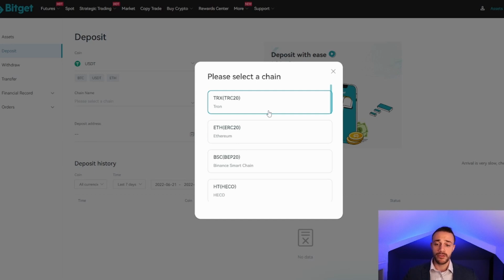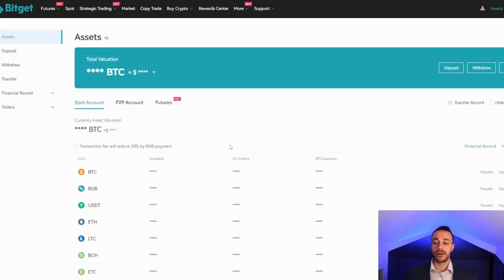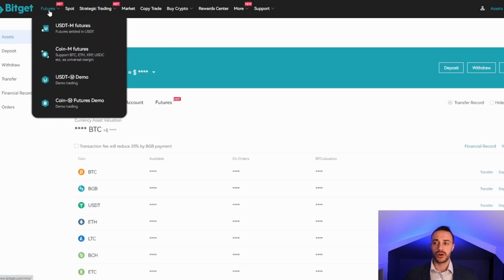Most likely, if you have your money in Binance or KuCoin already, you'll want to send it over with the TRX chain for the lowest fees. And then it will give you your address here. Once you've deposited your USDT with your account address, also the QR code if you're on mobile, you can just go to Assets, and then here in the Assets tab, you will be able to see your USDT balance show up. This will be your spot account. So you're going to want to hit transfer, then transfer it to your USDT-M futures account, and then you'll be ready to trade with real USDT.